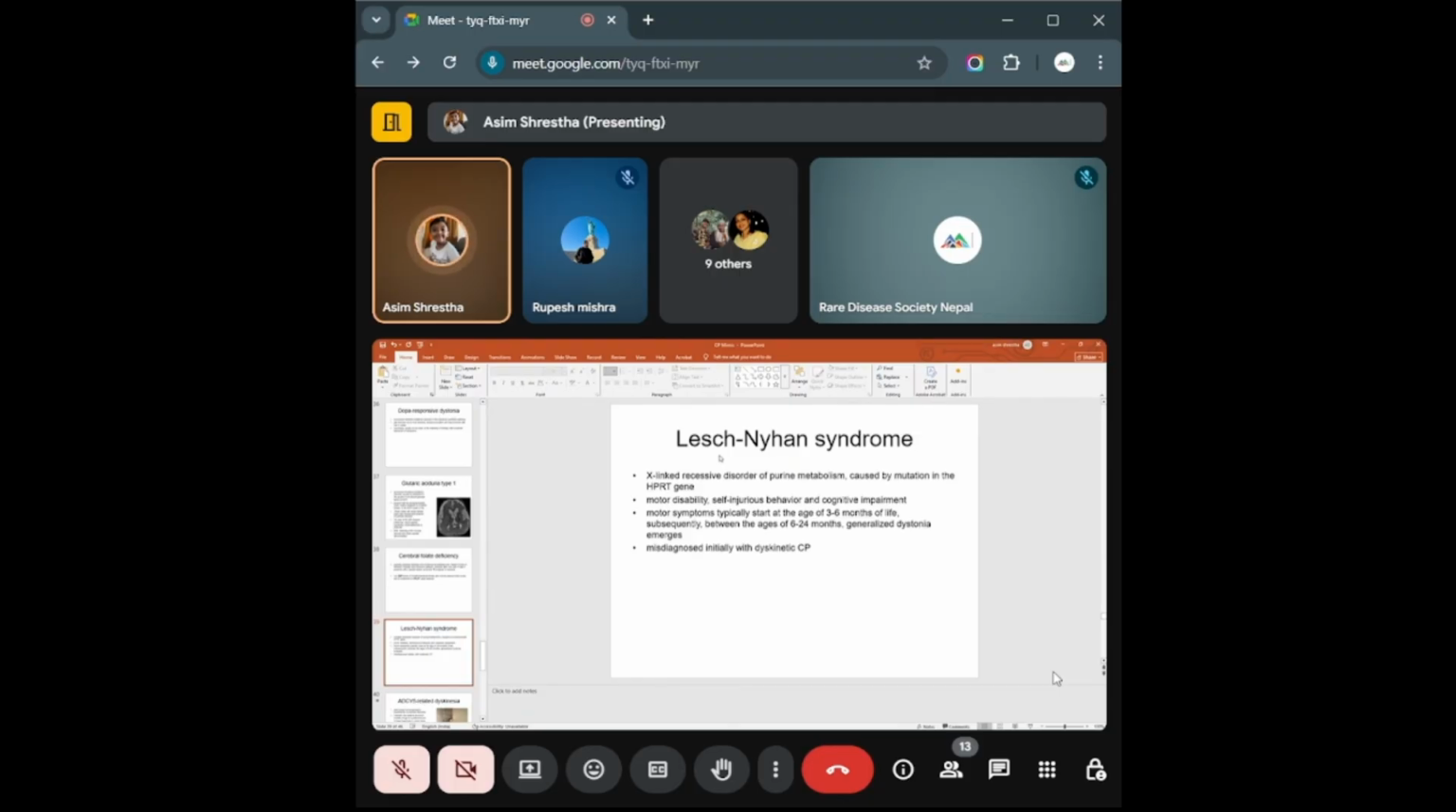So initially they are diagnosed as dyskinetic CP, and the simple blood investigation that we do in such cases is the serum uric acid level. Uric acid is involved in the purine metabolism pathway. So the level of uric acid is high. So when we send the uric acid, if levels are high, we suspect it could be an early manifestation of Lesch-Nyhan syndrome.